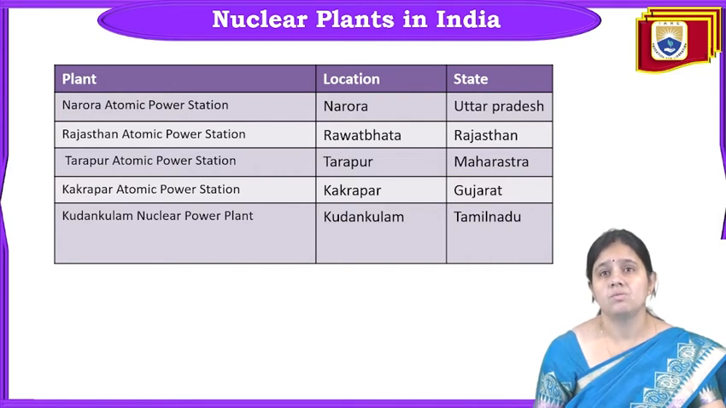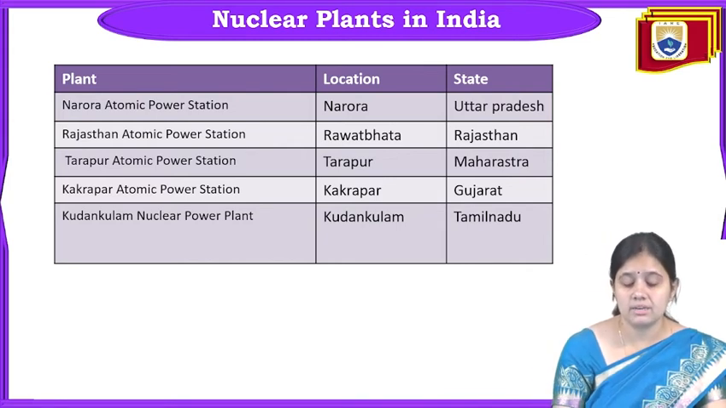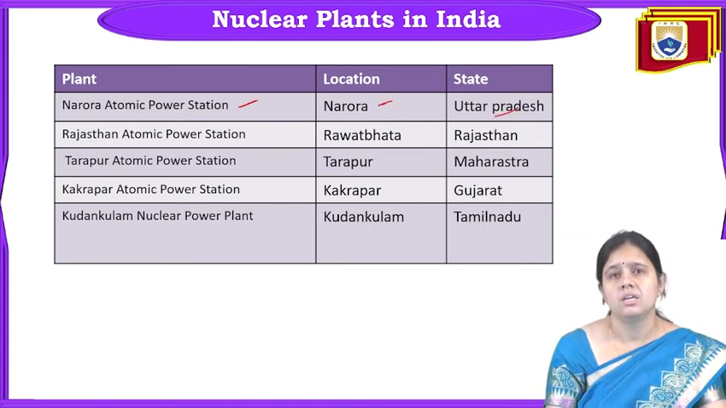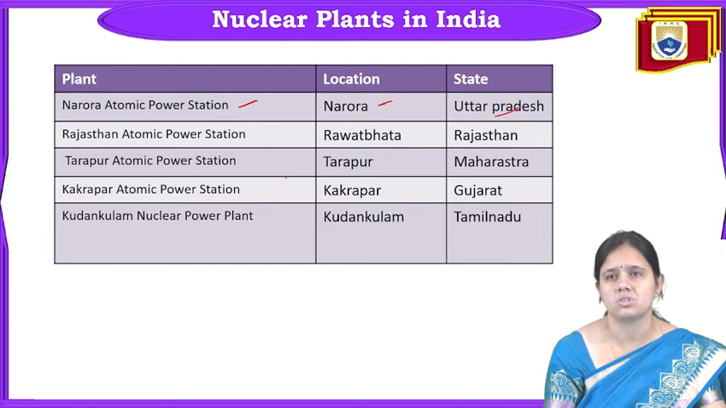Now this is about the different atomic power stations present in India. In UP, Rajasthan, Maharashtra, Gujarat, and Tamil Nadu, one nuclear power plant each is there. First is the Narora Atomic Power Station, present in Narora in Uttar Pradesh. Now the Rajasthan Atomic Power Station, that is Rawatbhata, present in Rawatbhata in Rajasthan. Next is the Tarapur Atomic Power Station, present in Tarapur in Maharashtra. Now, Kakrapar Atomic Power Station is present in Kakrapar in Gujarat. Kudankulam Nuclear Power Plant is in Tamil Nadu. Now let's come to the next slide.